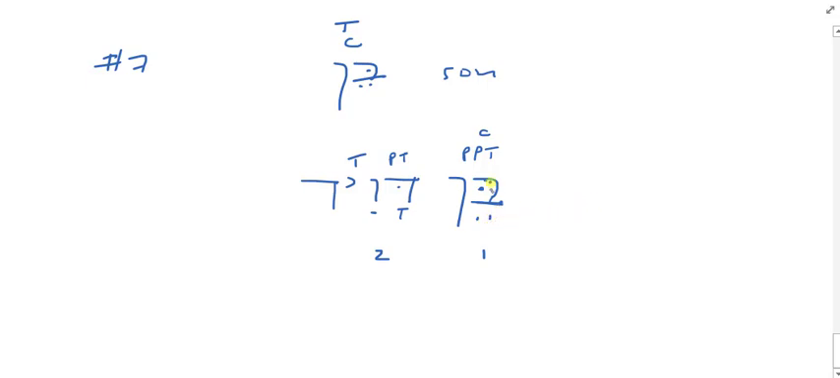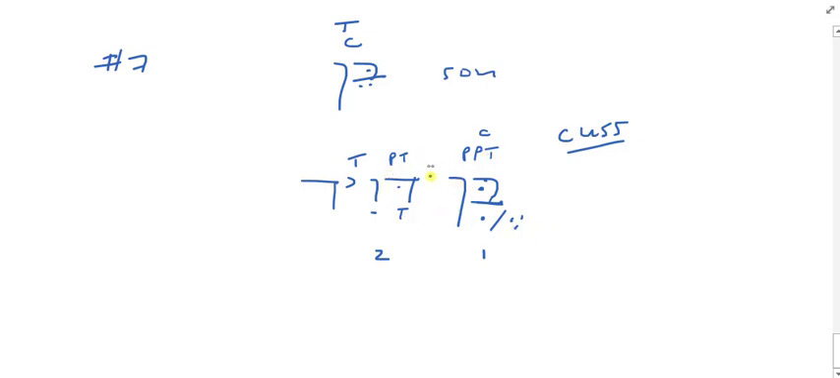It's got to shorten, right? The cuss rule demands it. So, what are my short i-class vowels? Hireq and segol. So guess what? You might see a hireq here, and you might see a segol here. Bin David or Ben David.